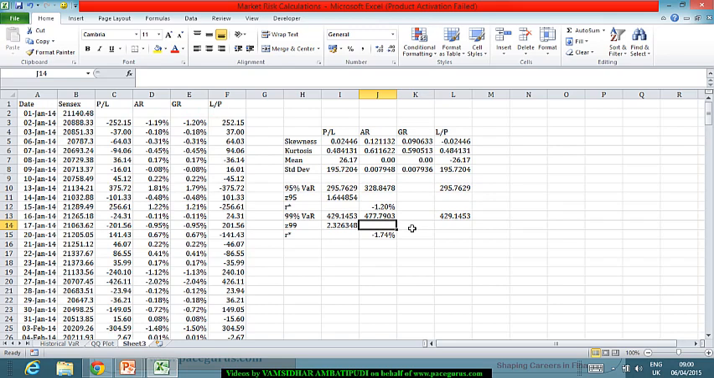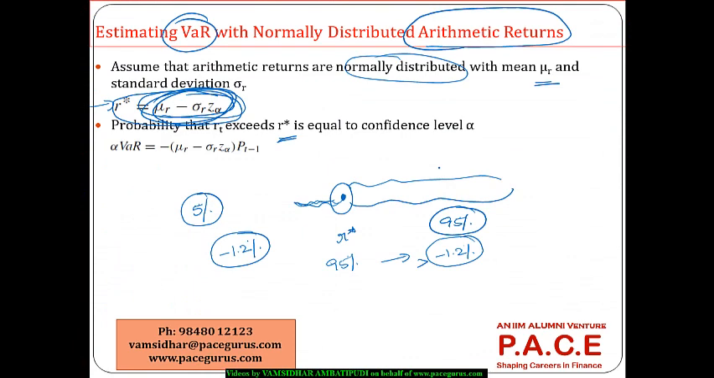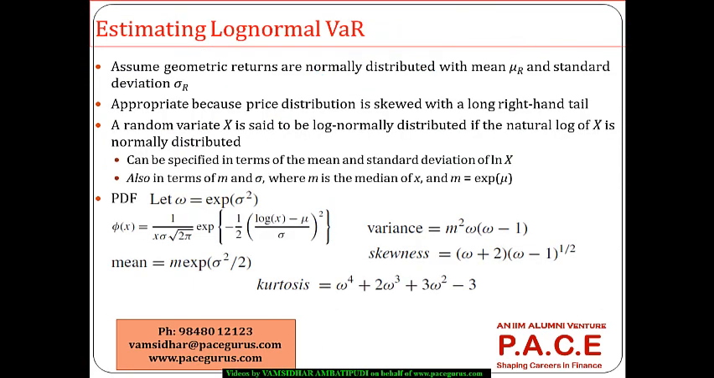So when I am making my arithmetic return normally distributed, I am seeing that the 95 and 99% value at risk is slightly higher compared to looking at it on the profit or loss. So that's the second way.